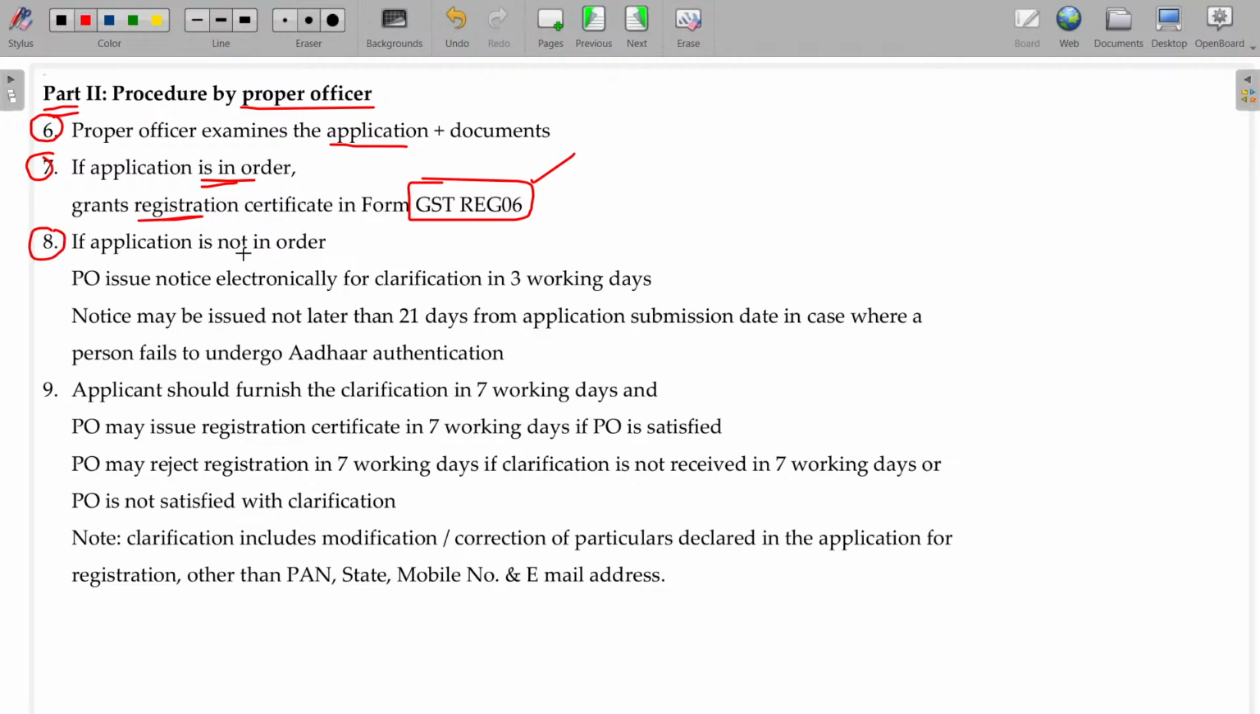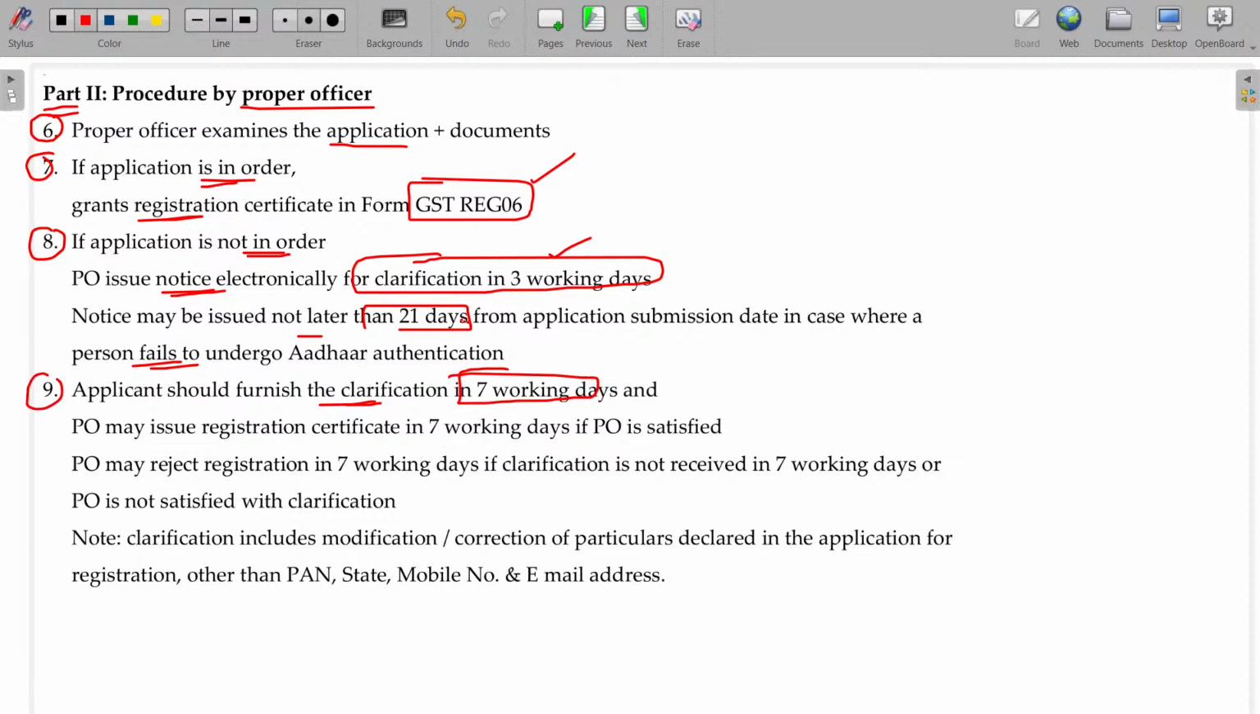If the application is not in order, the proper officer issues notice electronically for clarification within 3 working days. After application, if there is anything missing, within 3 days you may be expected to give the clarification. You have to respond to that. Notice may be issued not later than 21 days from the application submission date. In case of Aadhaar authentication, 21 days. After the notice, you have to give the clarification in 7 working days.